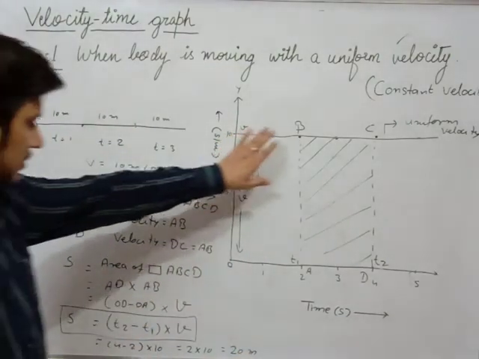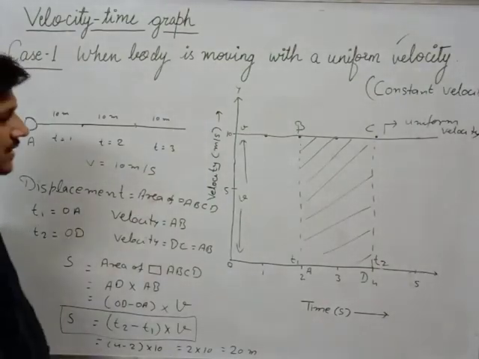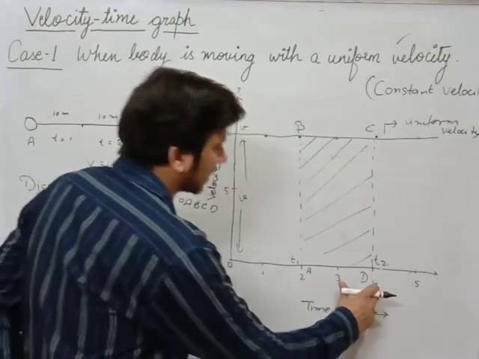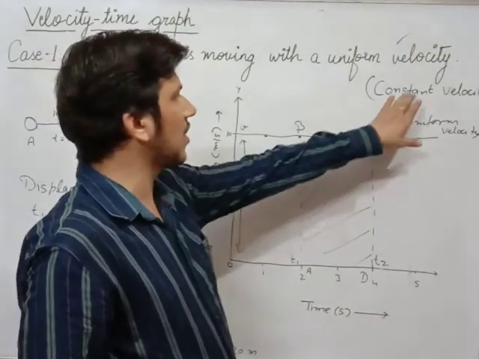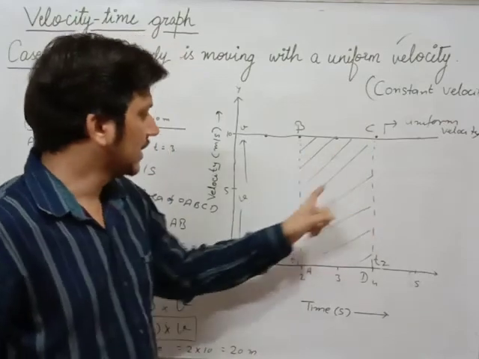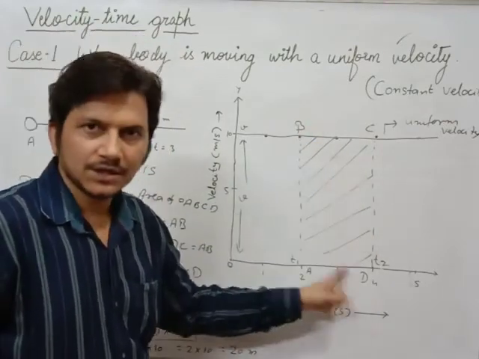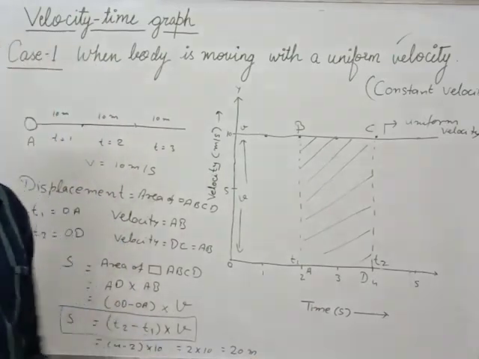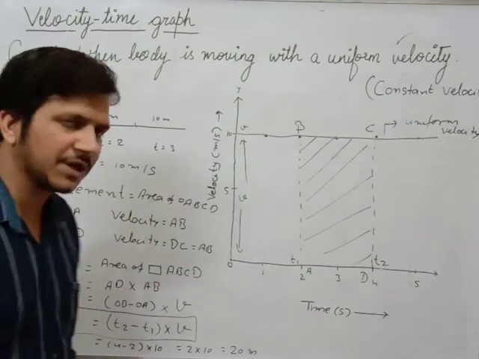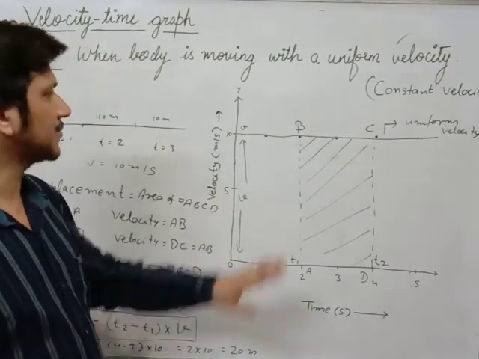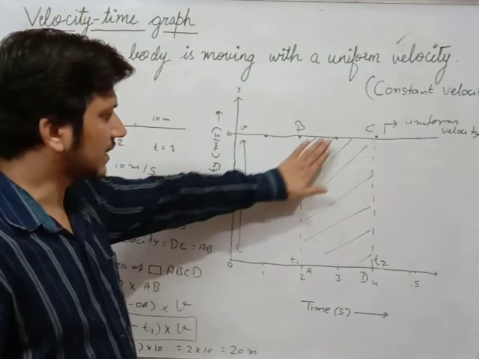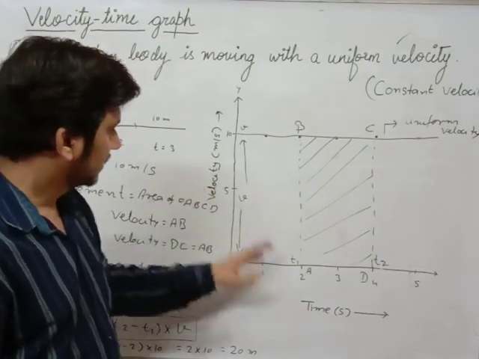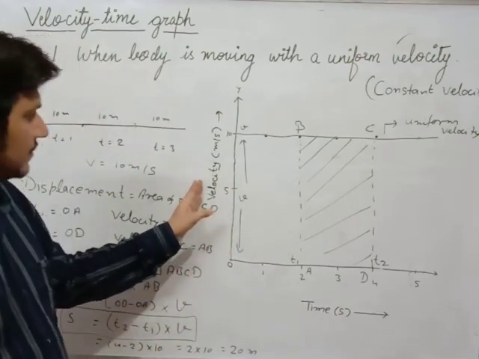So the total displacement of the object between 2 and 4 seconds equals the area of rectangle ABCD, which equals 20 meters. In this way, for finding the displacement or distance, firstly we have to find the area of this rectangle on the velocity-time graph.